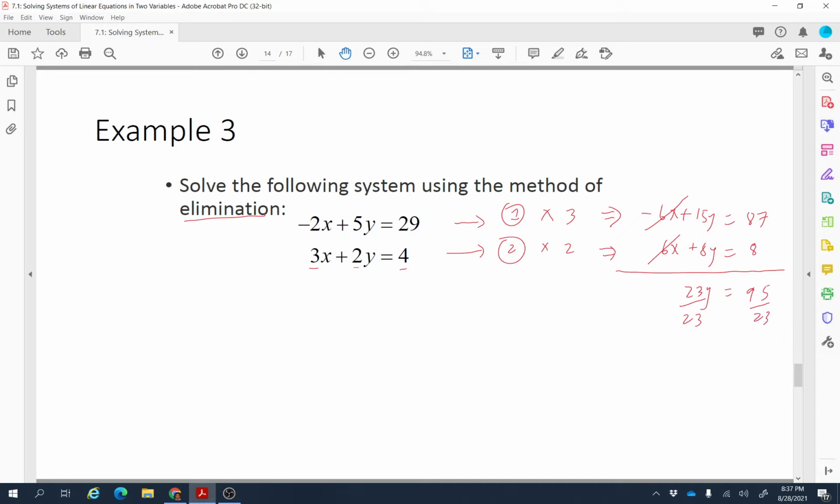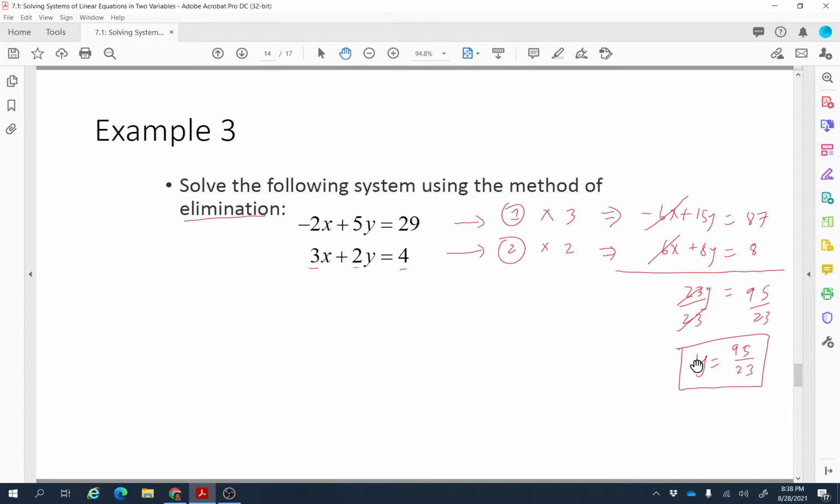So now if we try to find the value of y, just divide both sides by 23, and that will be the value of y. The value of y is 95 over 23. If you want to use the calculator, if it can be simplified further, then you can do that. Okay, 95 divided by 23. Let me use my calculator here. I am dividing 95 by 23, which gives me some decimal number, so I'm just going to use the fraction here.